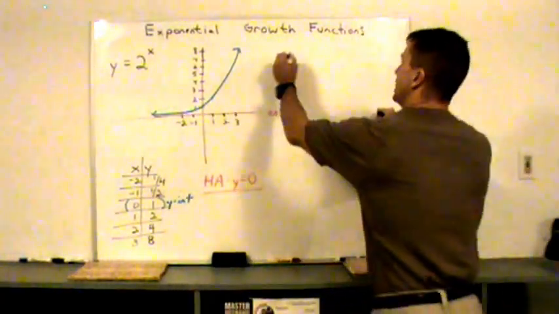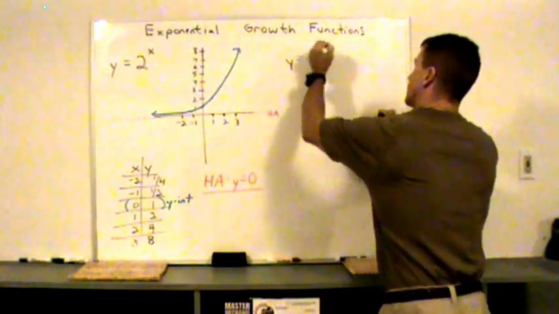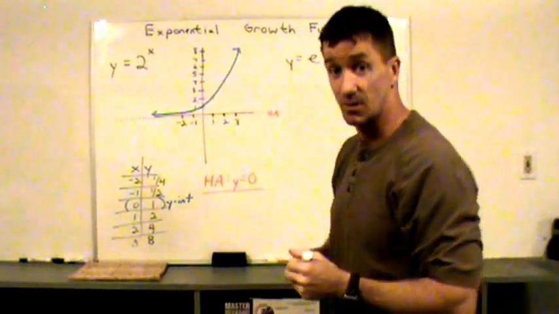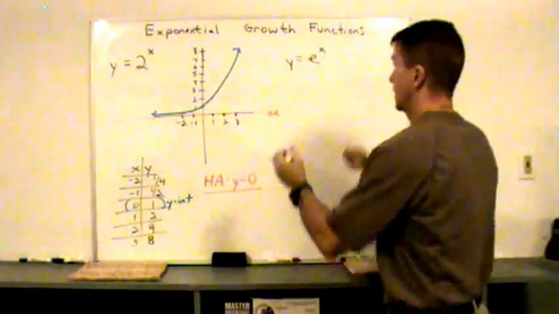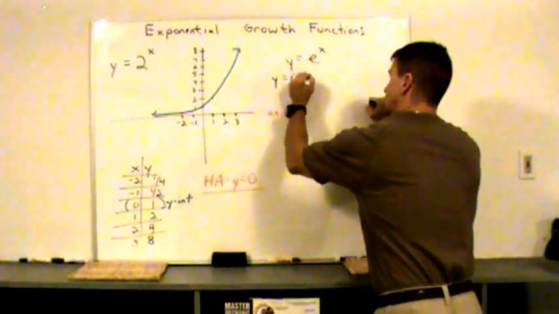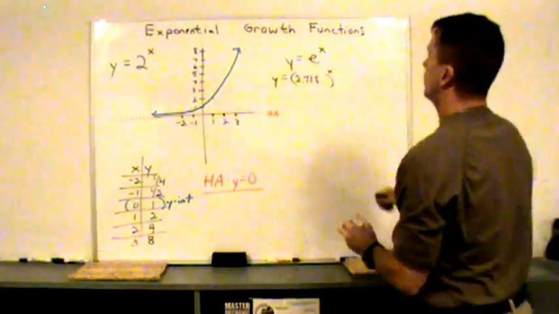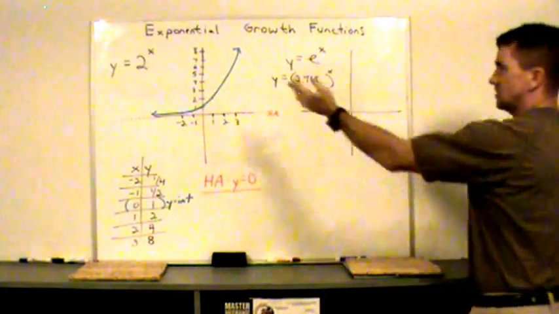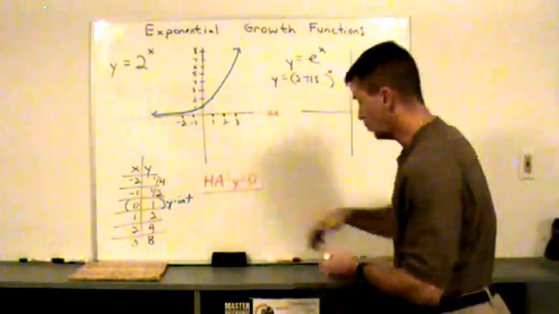Let's do another example. How about y equals e to the x? Now everyone, e is the natural base. E is a value. It's an irrational number, 2.7182818... Yeah, it says y equals parentheses 2.718... all raised to the x power. Well, this graph of y equals e to the x will look just like this. All right? The horizontal asymptote will be at y equals 0.